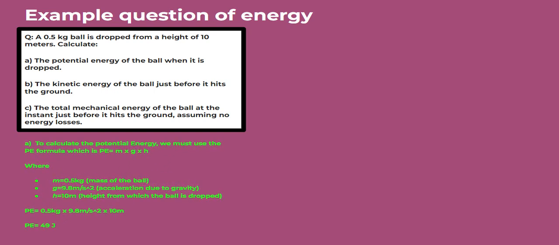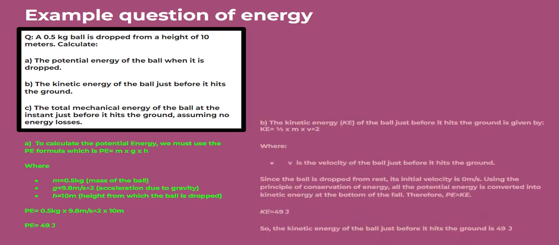So we will use that formula like stated before. PE equals m times g times h. What is given to us is the mass of the ball, which is 0.5 kg, our acceleration due to gravity, which is 9.8 meters per second squared, and the height, which is 10 meters, the height from which the ball is dropped. If you plug all those components into the PE formula, you should get a number of 49 joules.